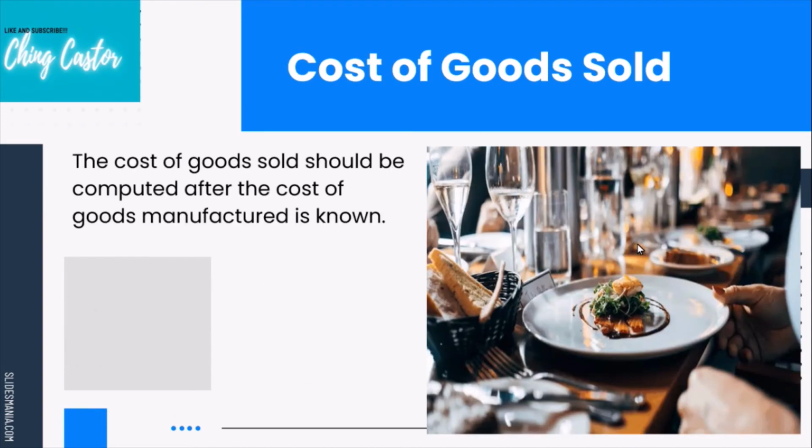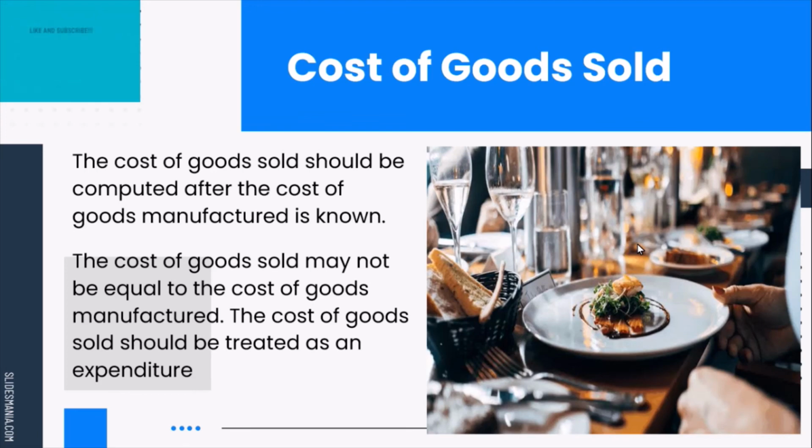Cost of goods sold should be computed after the cost of goods manufactured is known. The cost of goods sold may not be equal to the cost of goods manufactured. The cost of goods sold should be treated as an expense.